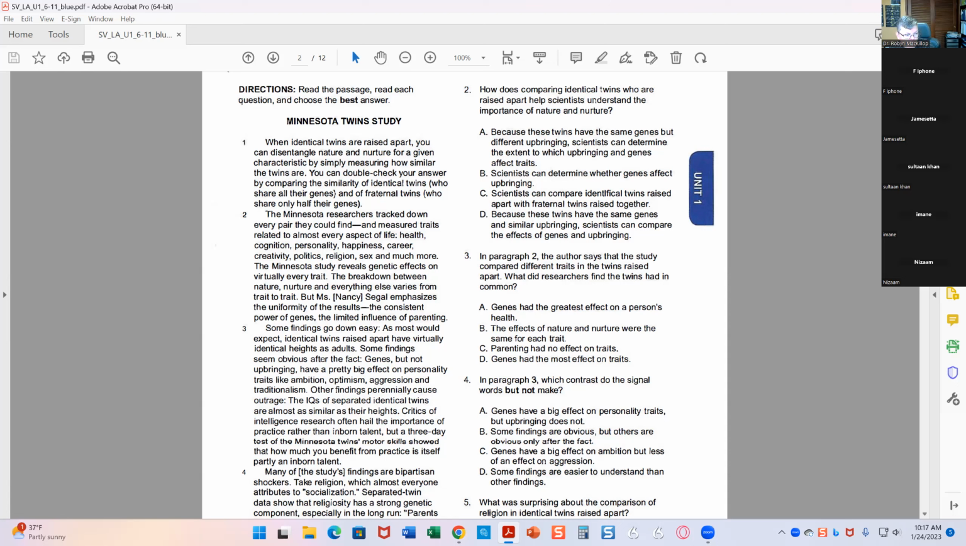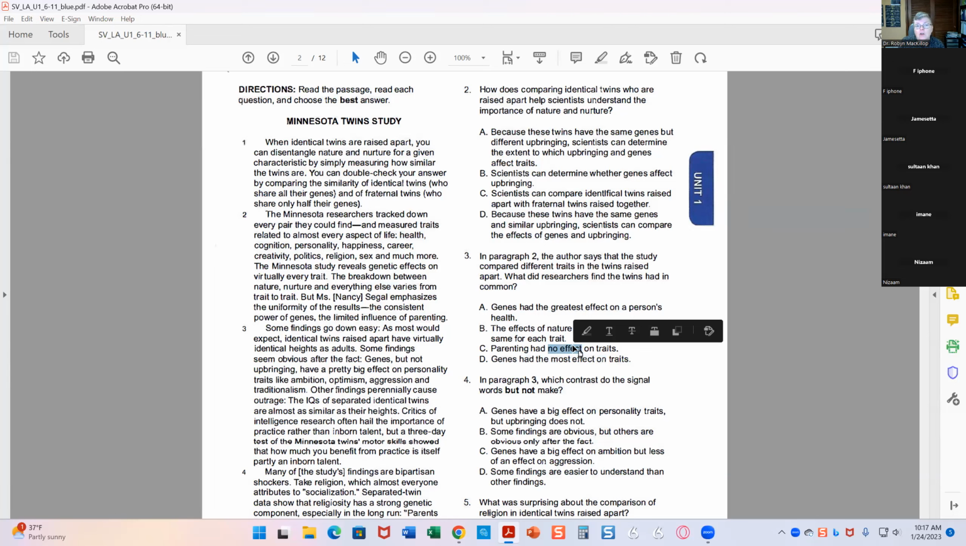B. Look at the very last sentence of paragraph 2. The consistent power of genes, limited influence of parenting. You're similar. C. And the reason that C is not correct, even though they talk about limited influence of parenting, is they said no effect, which is very absolute.